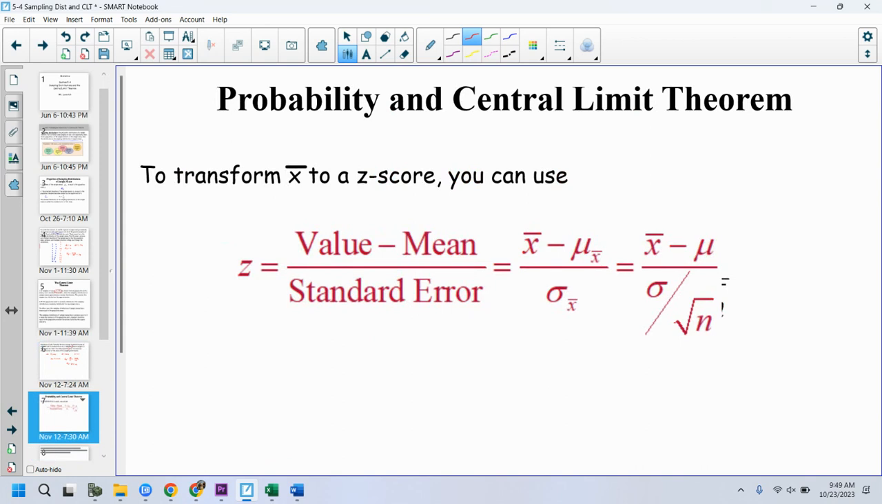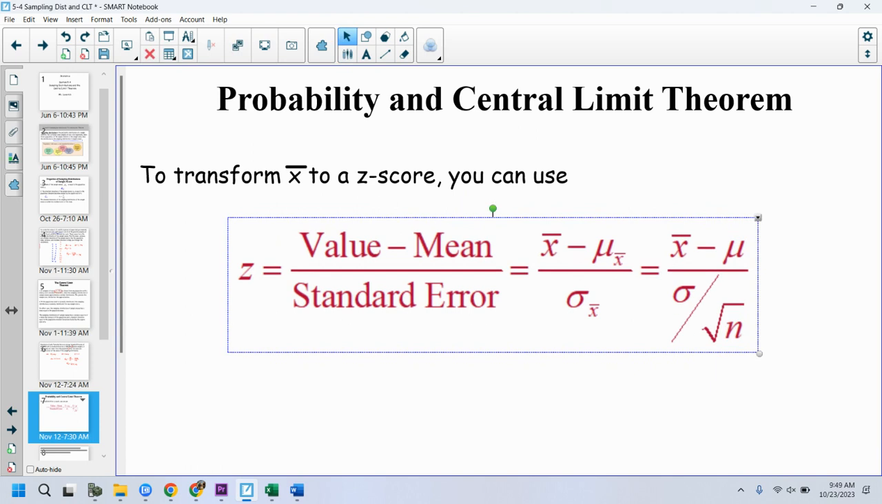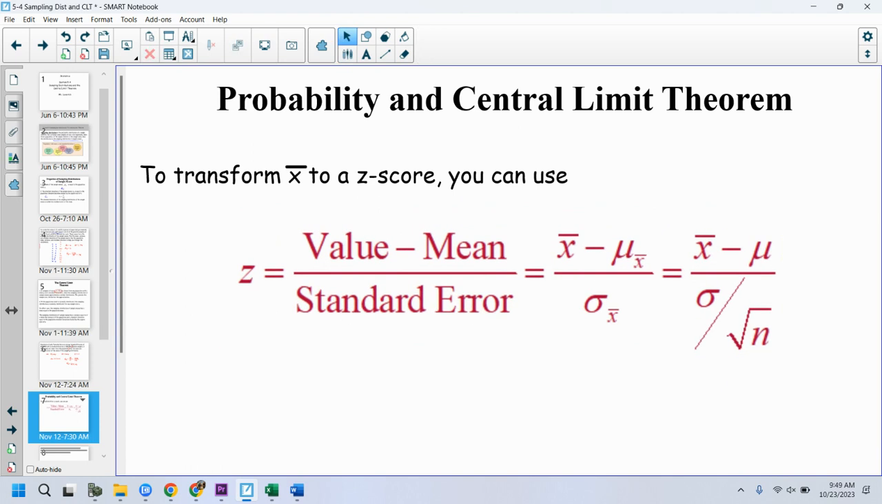Probability in the central limit theorem. So what we can do now is to say, okay, what's the probability that if I draw another sample, it's going to fall in that standard error range? Well, I can change that x bar into a z-score by taking my exact same formula that I had before. The value minus the mean divided by the standard error. So in this case, x minus mu over sigma.